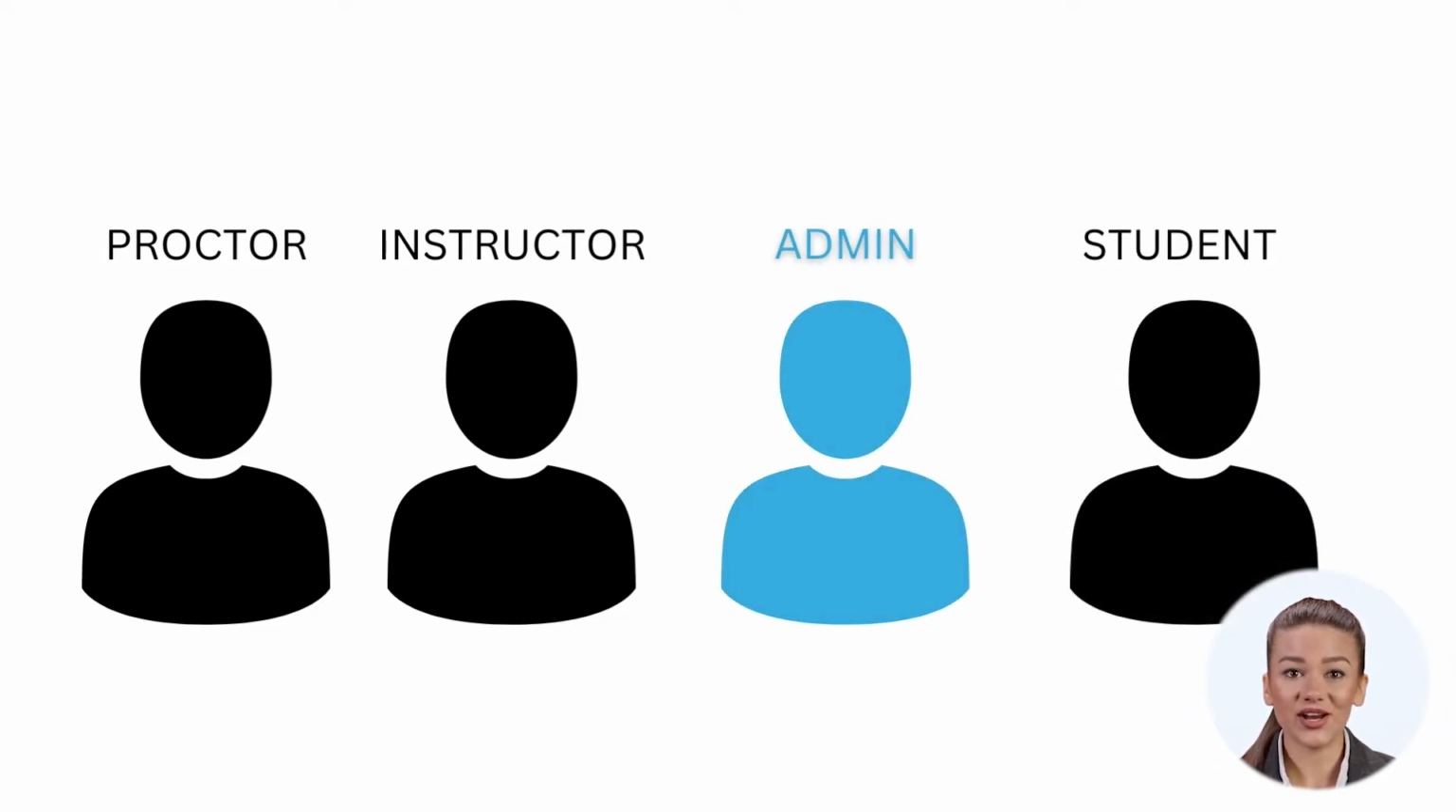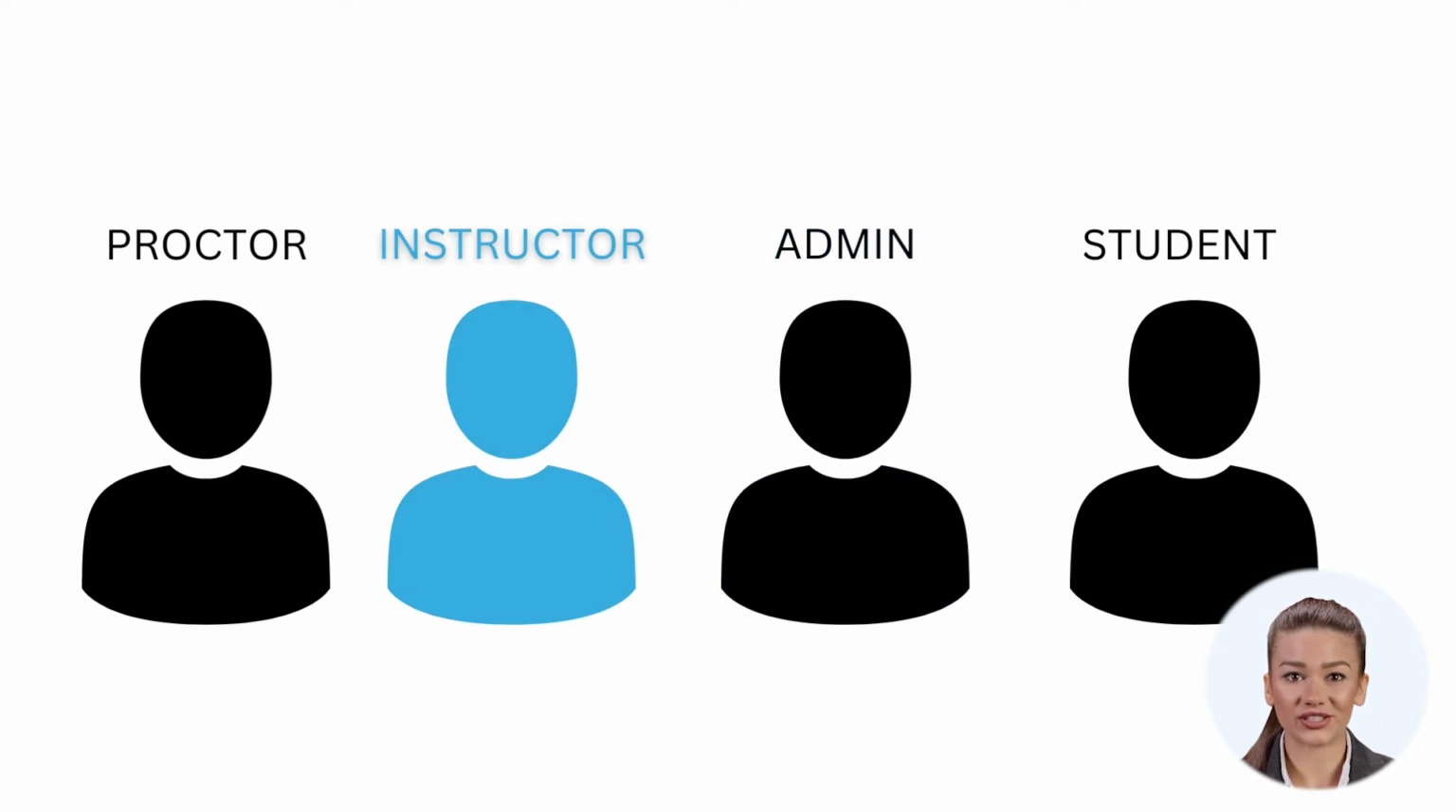The administrator has all permissions in the system, and by default, the only role that can create new and manage existing user roles and permissions. The instructors can manage their groups, pools, tests, and reports. However, they can only view the content managed by them.